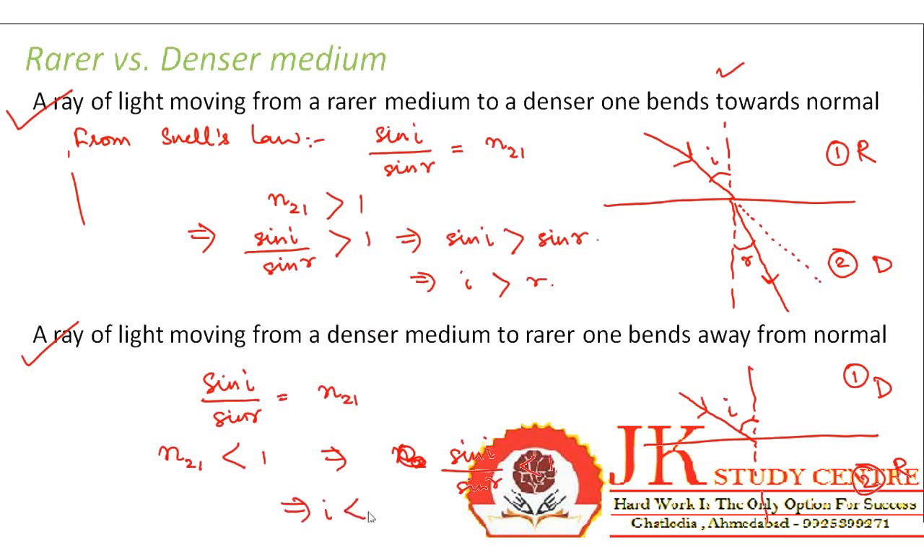This implies i is less than r. That means angle of incidence is less than angle of refraction. So that is possible only when this ray goes away from the normal. In that case, angle r will be greater than angle i. Right? So here in this case, the refracted ray goes away from the normal after refraction. So that means now you are getting the idea that when a ray of light enters from one medium to another medium, due to the difference in refractive index, it either bends towards the normal or it bends away from the normal. And this bending of light is known as refraction of light.